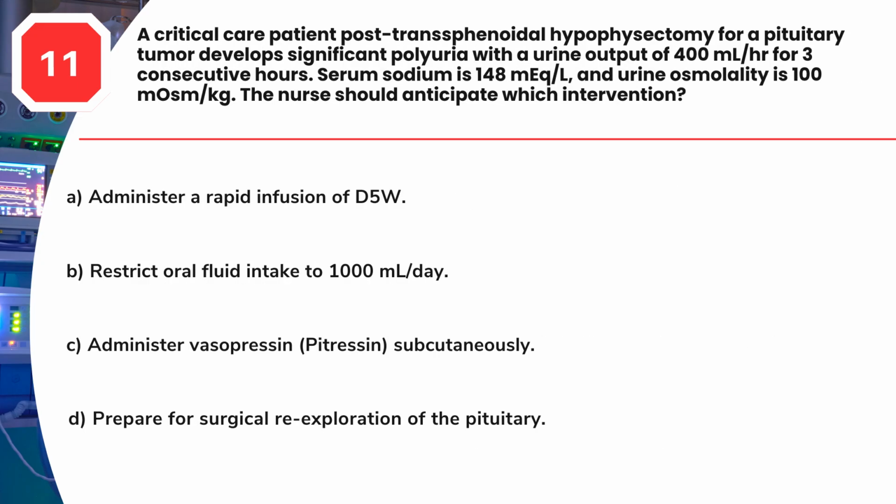Question 11. A critical care patient post-transsphenoidal hypophysectomy for a pituitary tumor develops significant polyuria with a urine output of 400 ml per hour for 3 consecutive hours. Serum sodium is 148 milliequivalent/L, and urine osmolality is 100 mosm/kg. The nurse should anticipate which intervention?